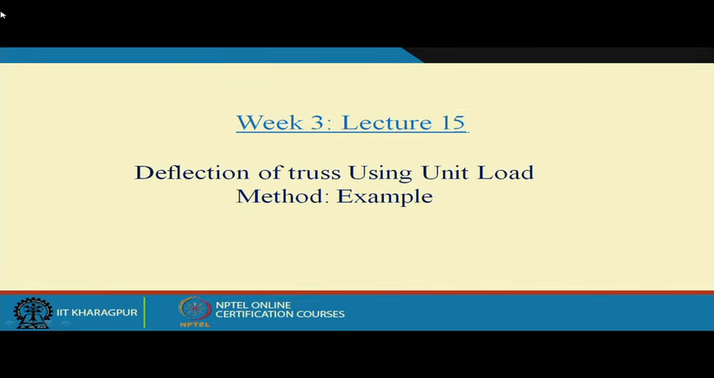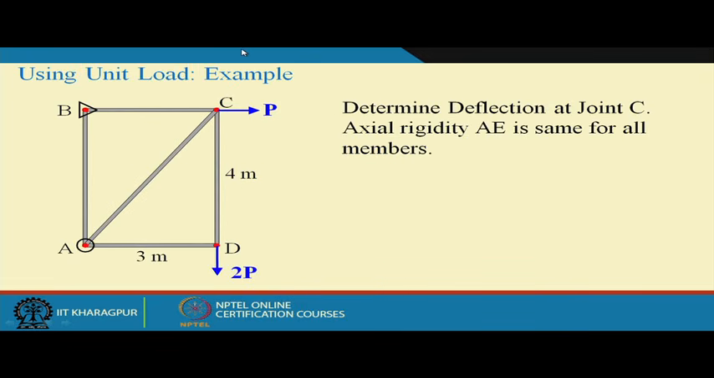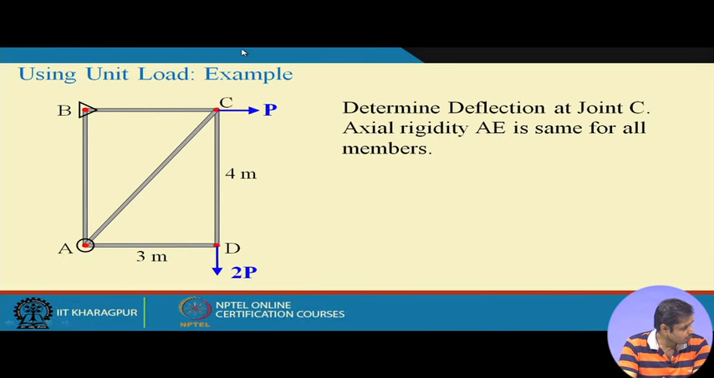Hello everyone, welcome. We already discussed what the unit load method is and how it can be applied to a truss. Now we are going to demonstrate that through some examples. The example that we'll be doing is this one. It is a statically determinate truss, and what we need to find out is the deflection at joint C.